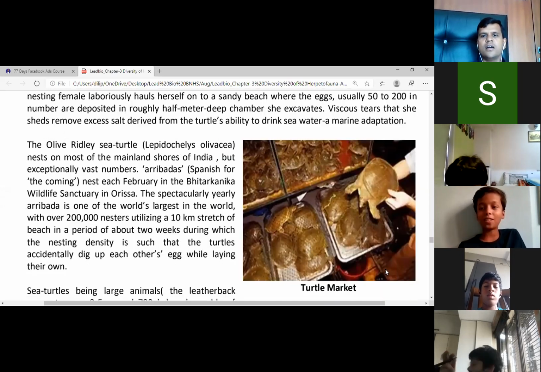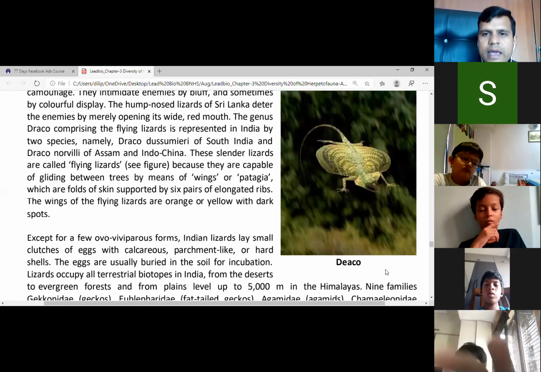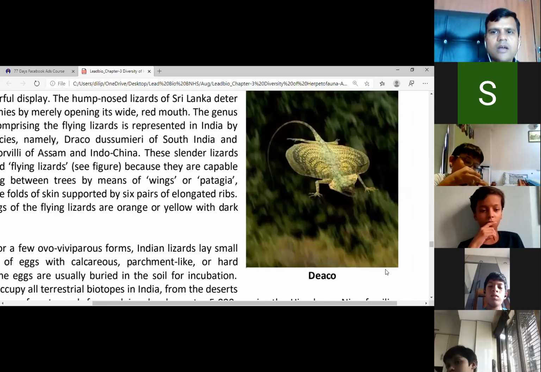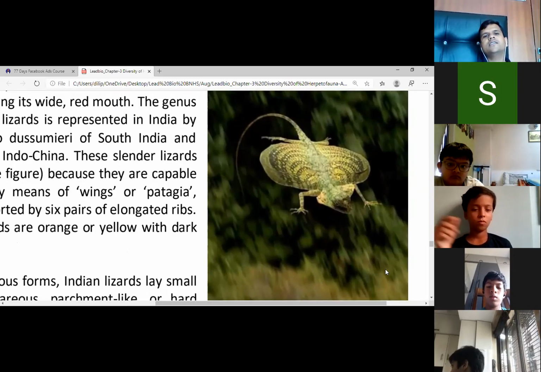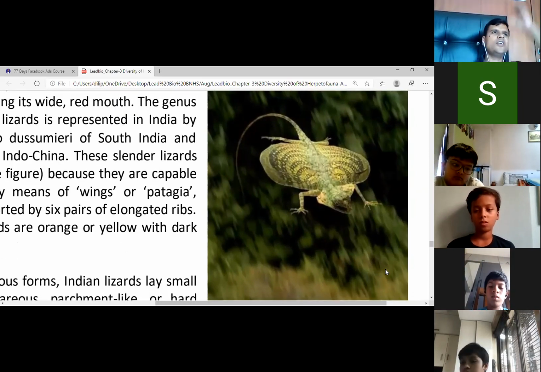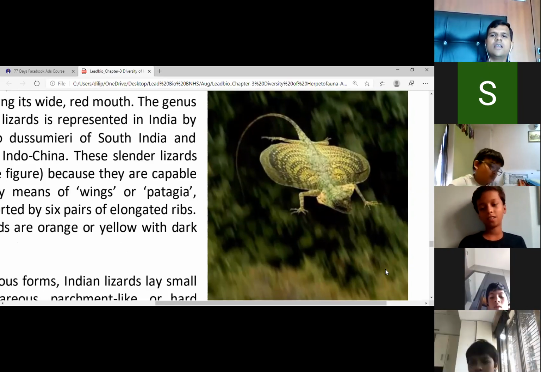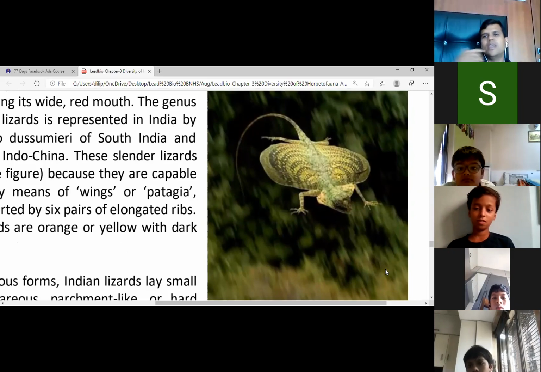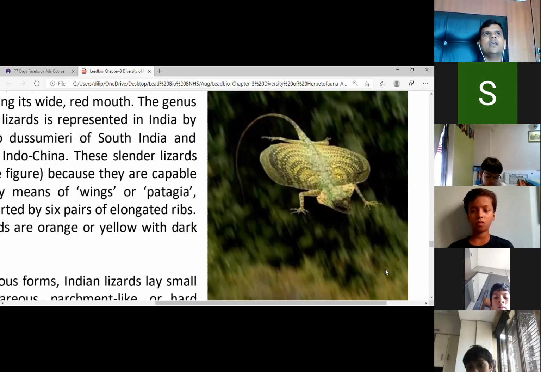Oh, it's the biggest turtle. Yes. So there is this one called Draco. You see this picture. It's a flying lizard. What it does is it remains on a tall tree and flies down to a lower tree. It glides. Between its two limbs there is skin, like in a frog's leg, and it uses that skin as a flying instrument. It's called Draco. It is found abundantly in India.